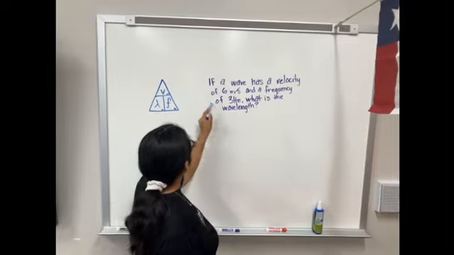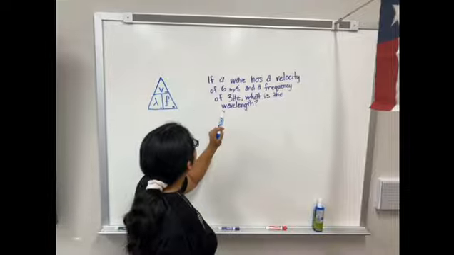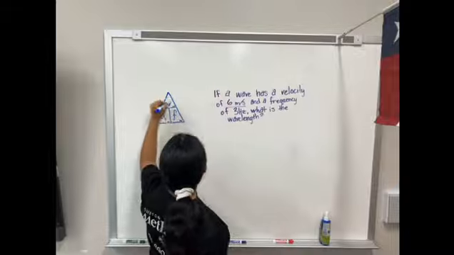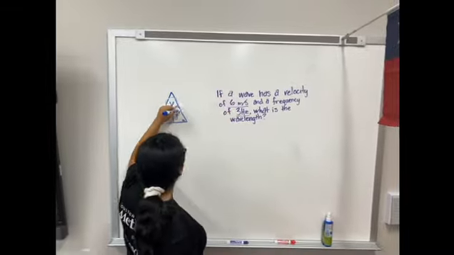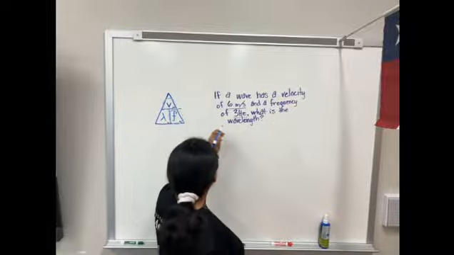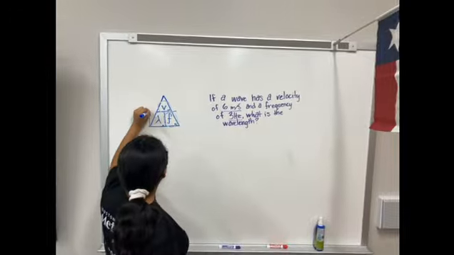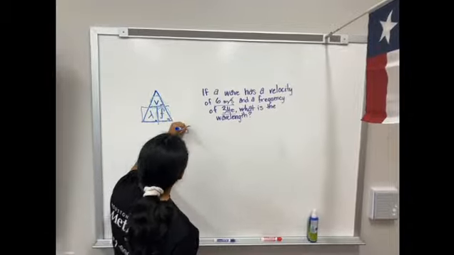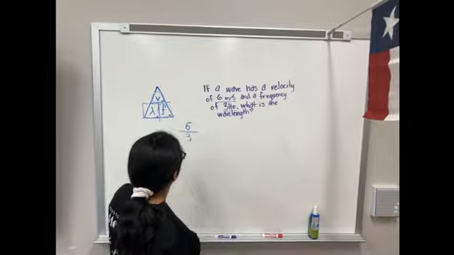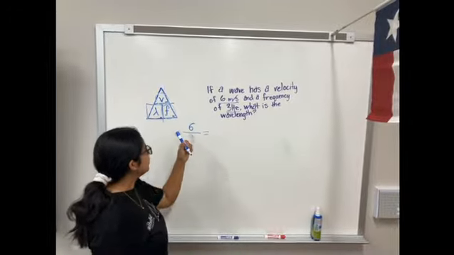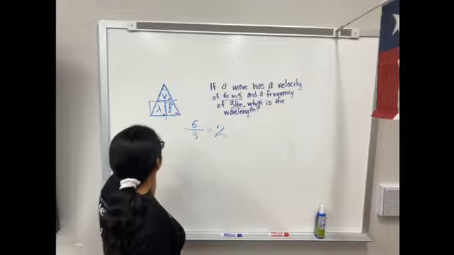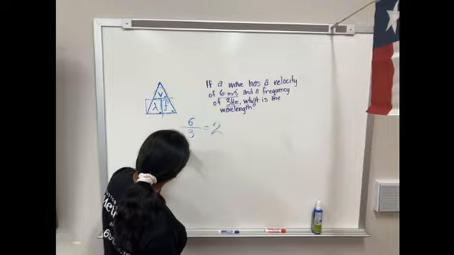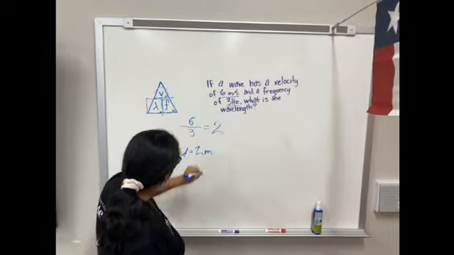If a wave has a velocity of 6 meters per second and a frequency of 3 hertz, what is the wavelength? For this problem, they already give us our velocity and our frequency, and we're looking for wavelength. So we're going to put 6, our velocity, over 3, and that will equal our wavelength, which is 6 divided by 3 is 2. And so that would make our wavelength 2.